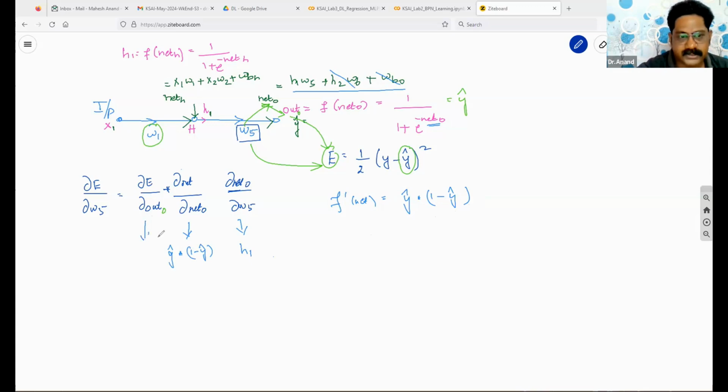Finally, we come to this portion. This is the error function, right? If you derivate the error function with respect to out, this y cap is nothing but out. In some literature you will notice this as out into 1 minus out. Both are the same, isn't it? Either you write y cap into 1 minus y cap or out into 1 minus out. In our program, we have used the notation out into 1 minus out.